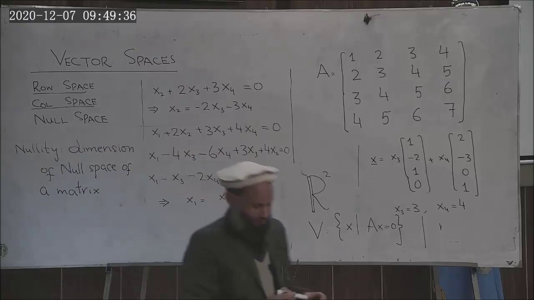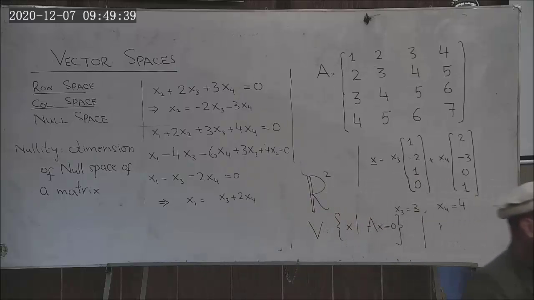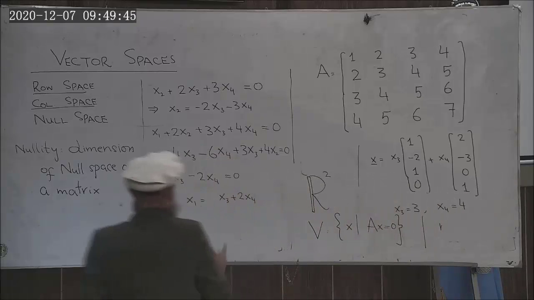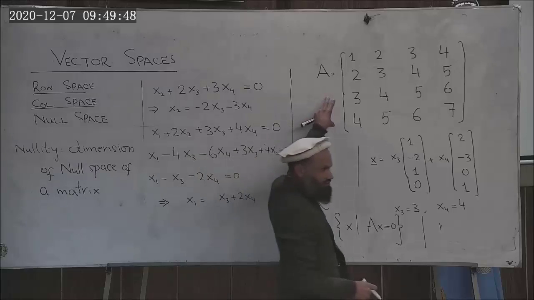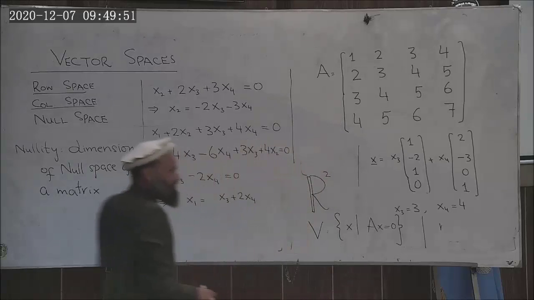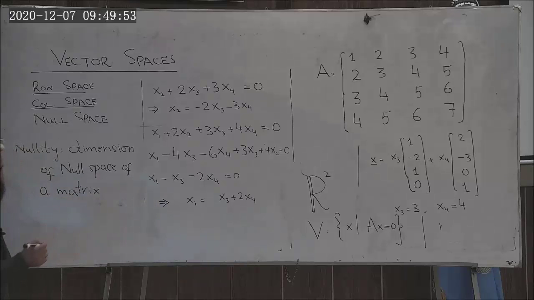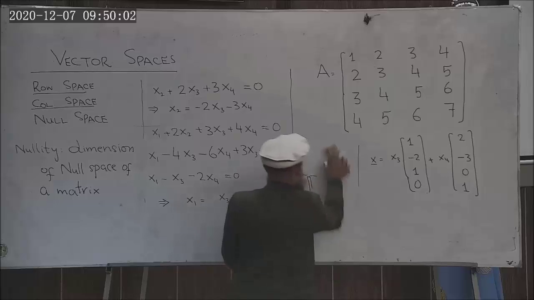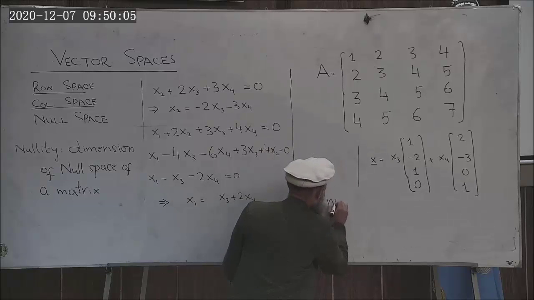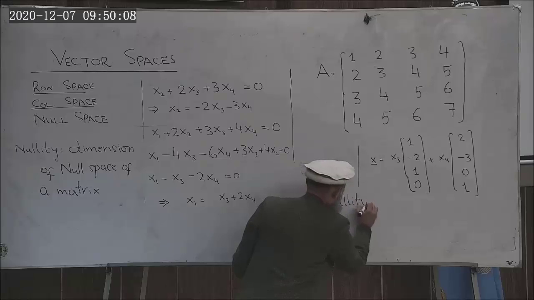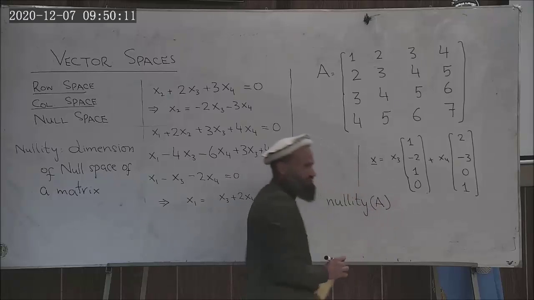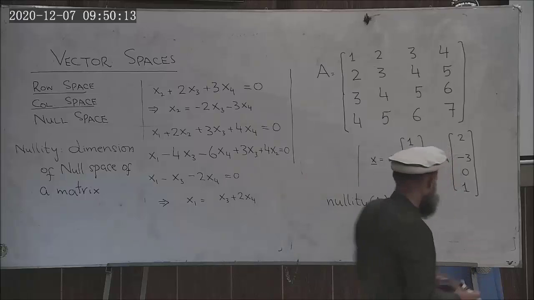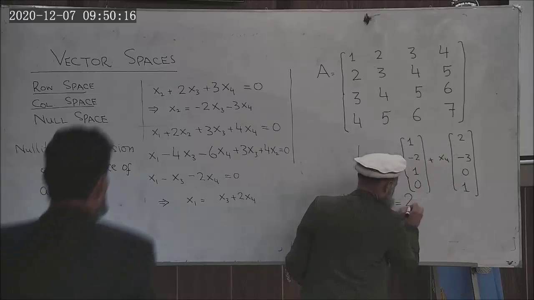Dimension of null space of a matrix is also called nullity of that matrix. And can you find a basis for the null space of this matrix? A basis again is not unique for this matrix. So the nullity of this matrix A, which is the dimension of null space of that matrix, is equal to 2.